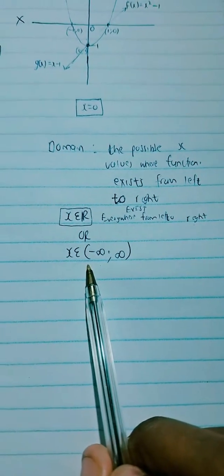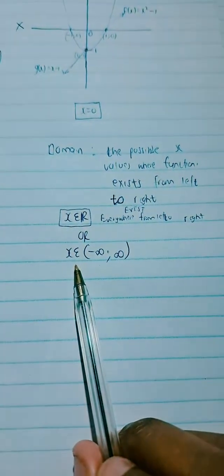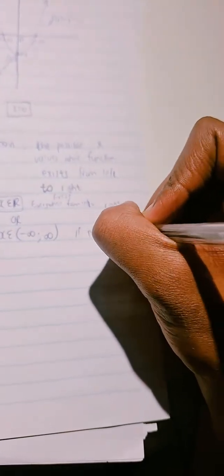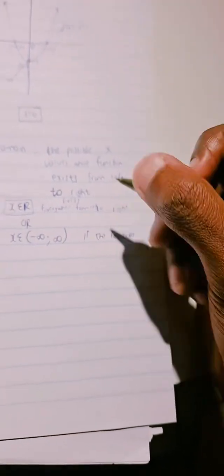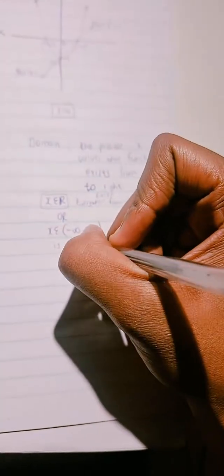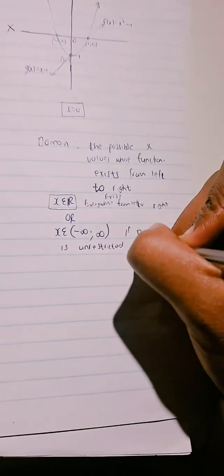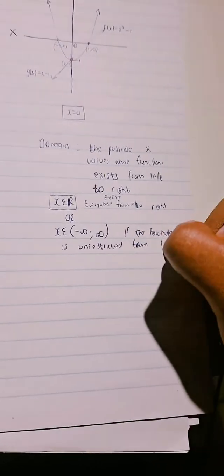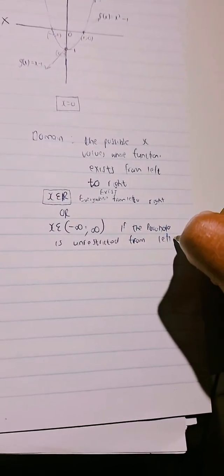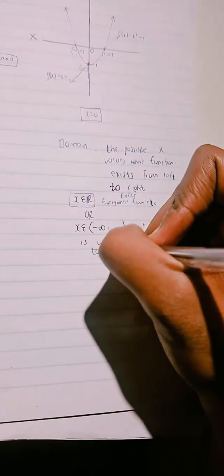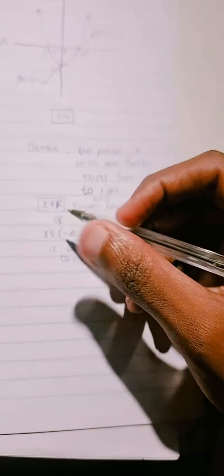So these are the two ways in which you can write the domain of your parabola. And this is the condition: if the parabola is unrestricted from left to right.